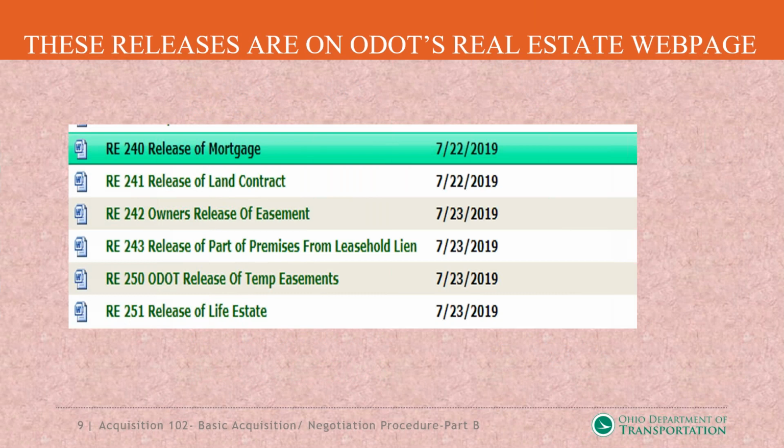On ODOT's real estate webpage, these are the categories of releases that we use, which you'll see on our website. One of the most common ones that we use is the mortgage release, the partial mortgage release, which is on our website.